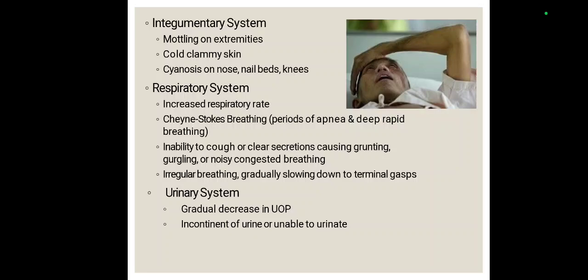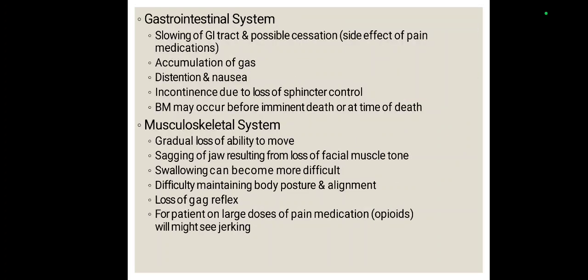For the urinary system, there's a gradual decrease in the urinary output, and incontinence of urine or inability to urinate. For the GI system, slowing of the GI tract and possible cessation, accumulation of gas, distension, nausea, incontinence due to loss of sphincter control. Bowel movement may occur before imminent death or at the time of death.